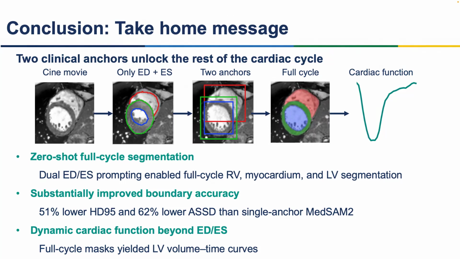Importantly, the resulting full cycle masks extend Cine analysis beyond conventional ED and ES measurements. They enable continuous LV volume time curves and dynamic measures of ventricular ejection, filling and systolic timing. The central message is that rather than asking one cardiac phase to represent the entire heartbeat, we anchor the model at both anatomical extremes.